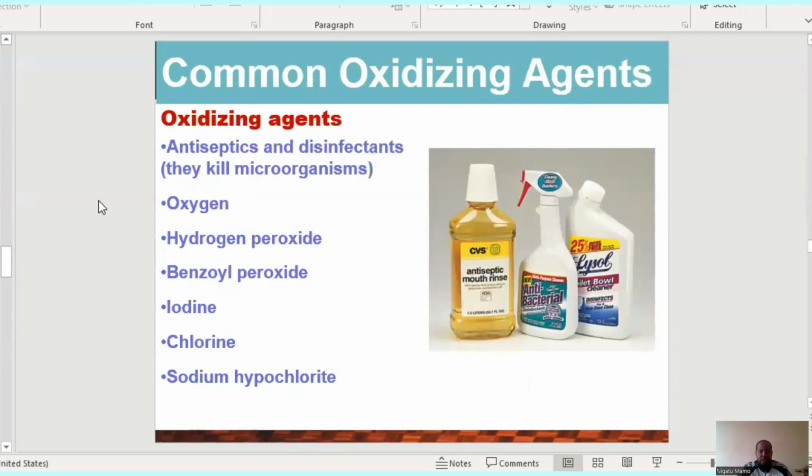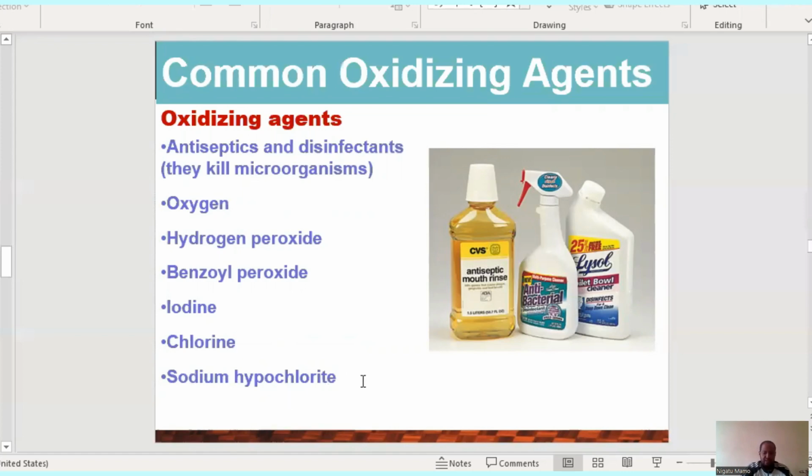Let me show you some common oxidizing agents. Antiseptics and disinfectants are oxidizing agents because they oxidize or kill microorganisms. Here, antiseptic, Lysol, okay, all these kinds of chemicals are antiseptics, and disinfectants are what? Oxidizing agents. Oxygen, hydrogen peroxide, benzoyl peroxide, iodine, chlorine, sodium hypochlorite.